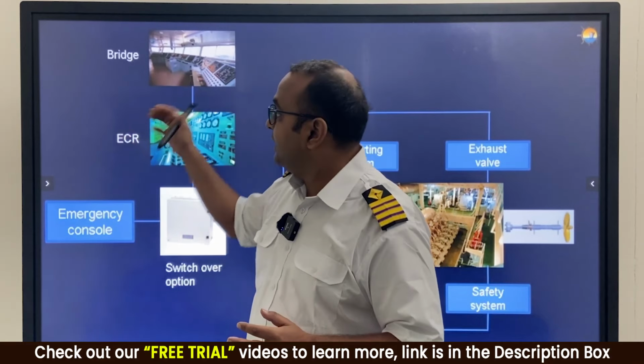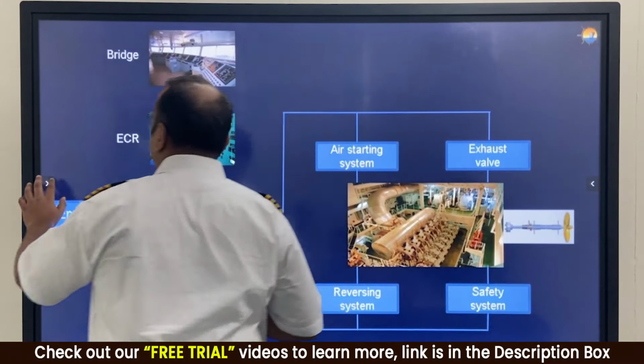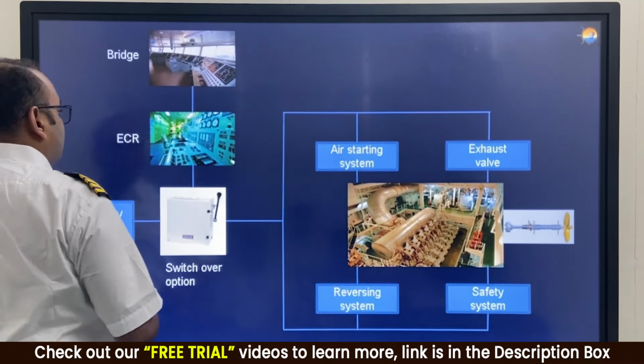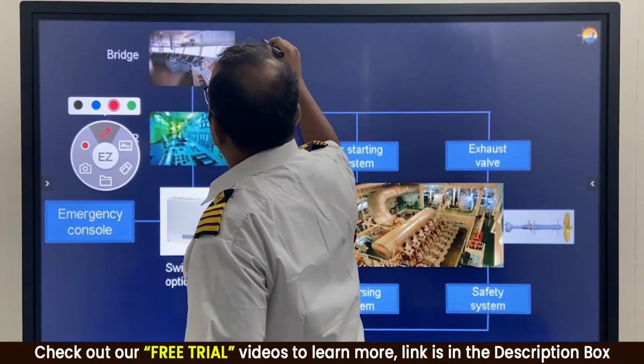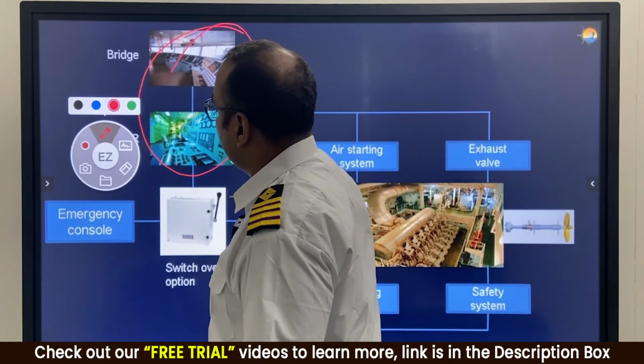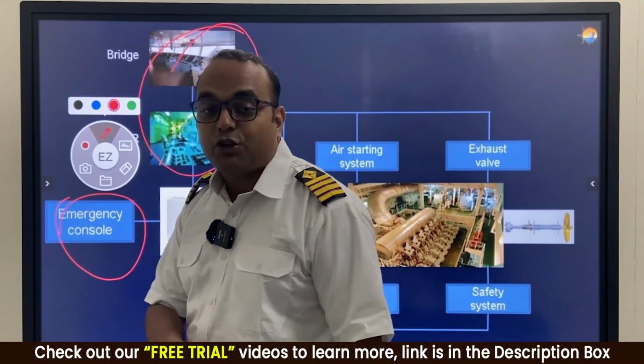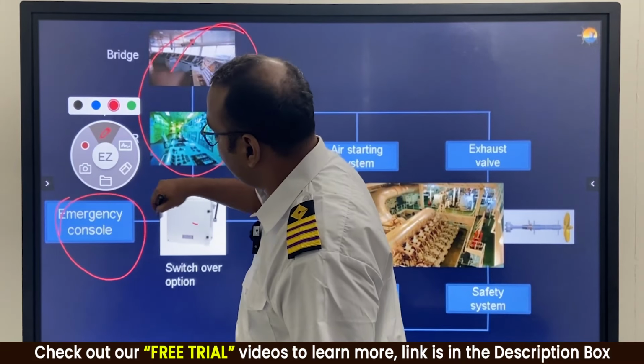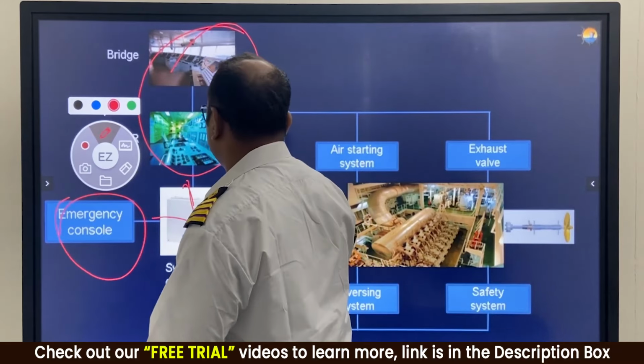So we have a selector switch. This entire thing can be called remote. This entire thing is a remote. This is local, emergency or local. This is a changeover switch, either this or this, right?